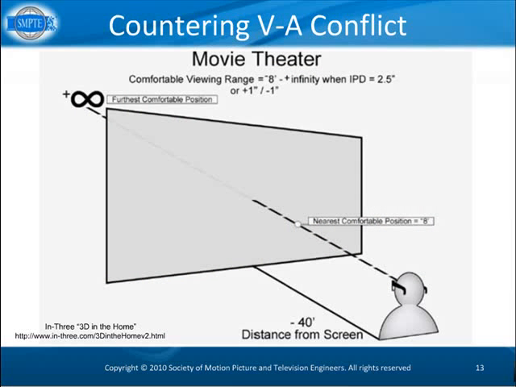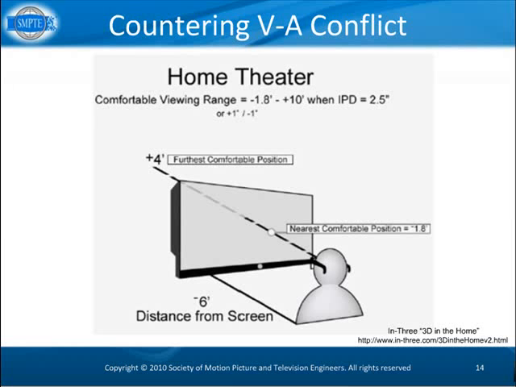Here is an illustration from a white paper that was done by In3 showing vergence accommodation conflict in a movie theater. And again, out to infinity is no problem, and this particular diagram says it's okay up to about 8 feet in front of the screen. Here is the same company's indication of what's okay for home theater. And they're saying if you're sitting 6 feet away from the screen, you can only go 4 feet behind the screen and up to 1.8 feet in front of the screen before you start getting some discomfort.